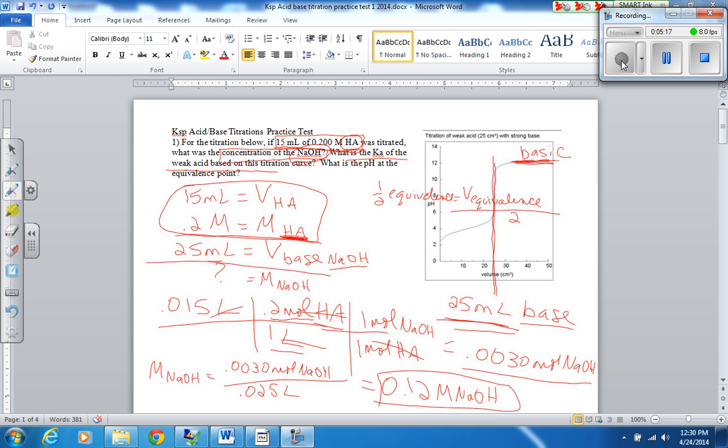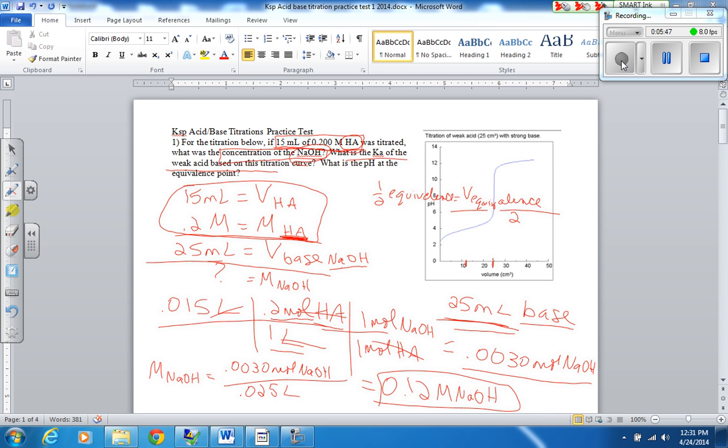That's hard to read because I've got other things in there. Let's erase this stuff here, this stuff here. Okay. So the half equivalence point, you go to the equivalence volume divided by 2. The equivalence volume was at 25. We used that for the first part. What is 1/2 of that? 12.5. You go to 12.5.